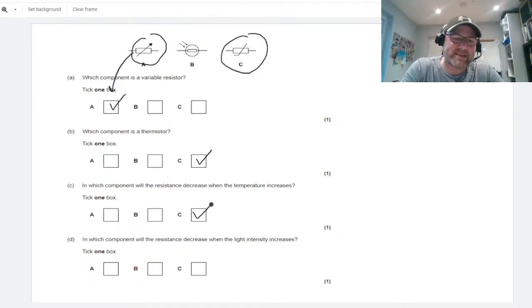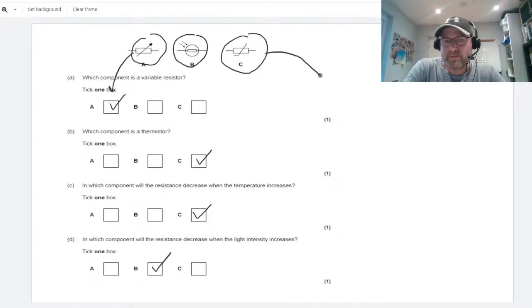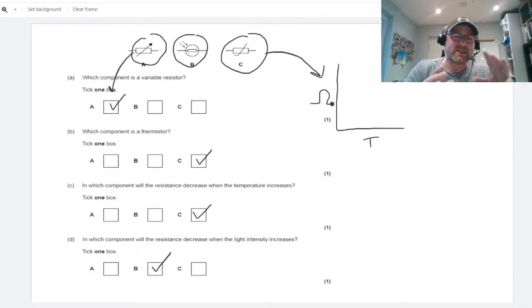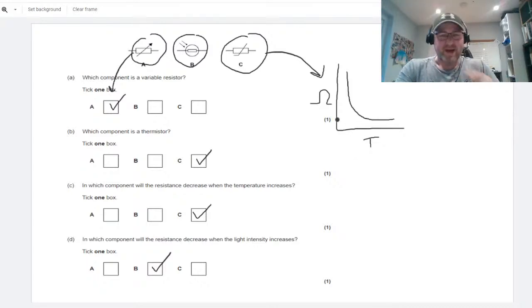So we're looking at A, C, C. Which component? B. Right. And this is the light dependent resistor. Now, there are two graphs for these that you need to know, these sketches, kind of off by heart. So we've got temperature here with a T, and this is my symbol for resistance, which is ohms, the omega symbol.